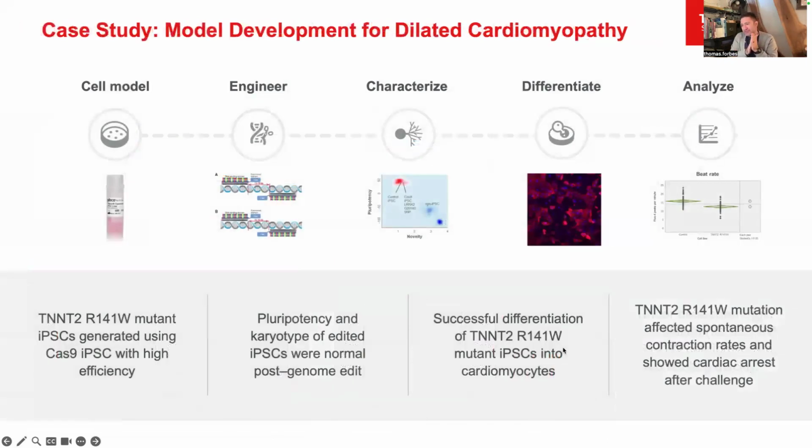So just to summarize quickly, this case study here, again, we used a Cas9 expressing iPSC line to generate this troponin T2 mutation. We then confirmed that the edited iPSCs maintain things like pluripotency and a normal karyotype. And then we differentiated those edited iPSCs into cardiomyocytes. And in this case, we discovered that the mutation affected spontaneous contraction rates, often leading to challenge-induced cardiac arrest, and therefore mimicking some of the pathophysiological hallmarks of the disorder. We're talking about dilated cardiomyopathy.